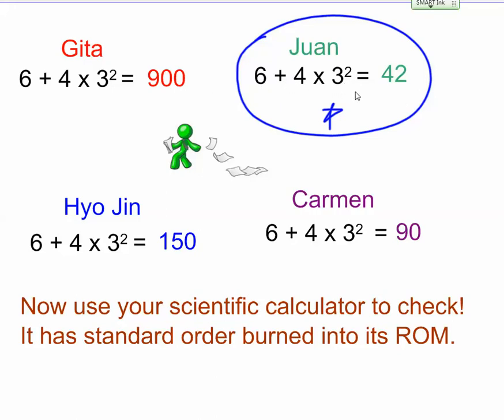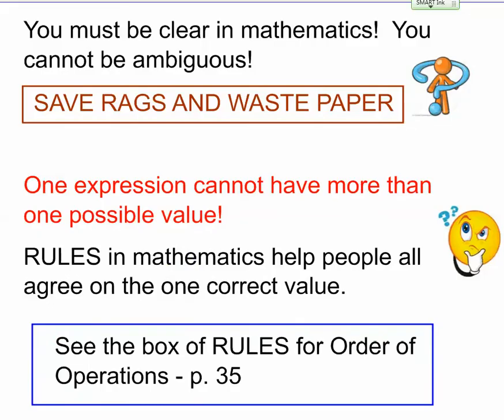So there are no brackets or parentheses, so the first thing you do is the exponent. That's 9, and then you don't add next. After the exponent, you multiply or divide from left to right, and 9 times 4 is 36, and the last thing you do is add the 6, and that's why Juan's was correct.